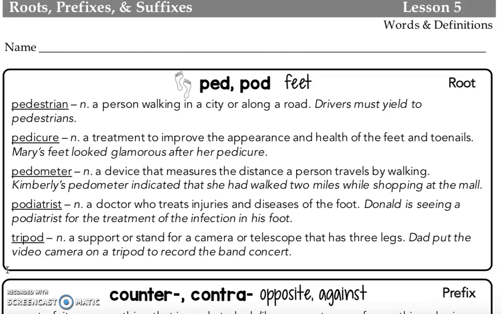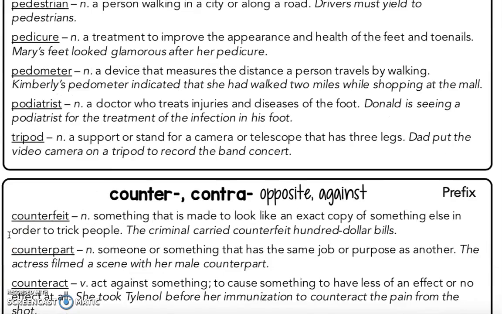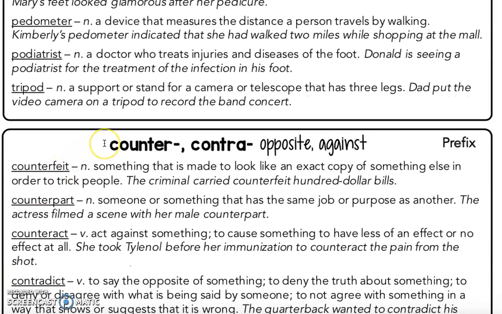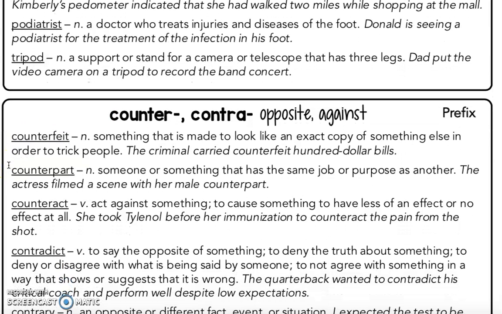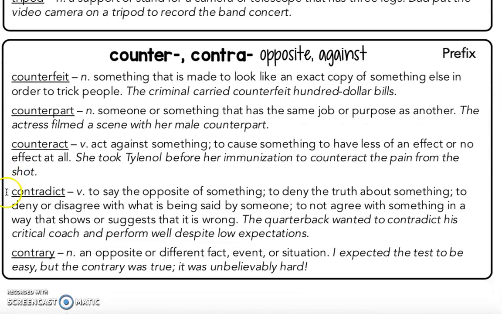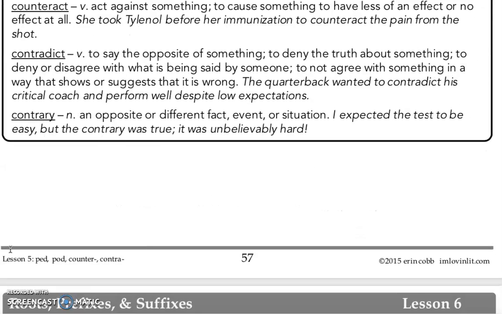Last week we studied Lesson 5, which had the root word ped, pod, which both mean feet. Those words were pedestrian, pedicure, pedometer, podiatrist, and tripod. We also had the prefix counter, contra, which both mean opposite or against. Those words were counterfeit, counterpart, counteract, contradict, and contrary. Please go back to the Lesson 5 video to hear me read these words' definitions if you need them.